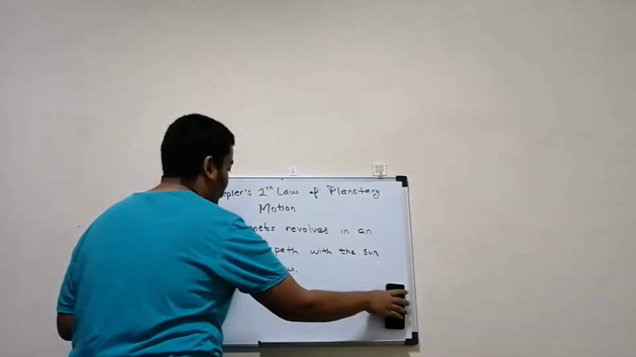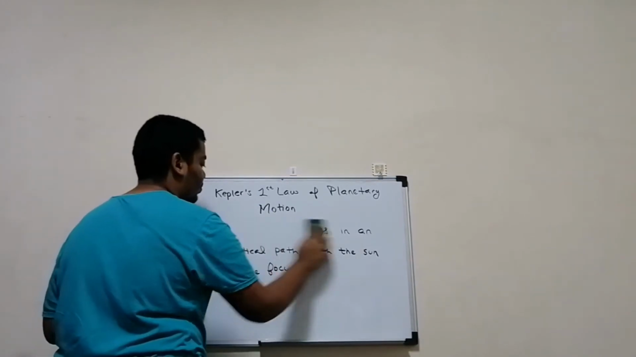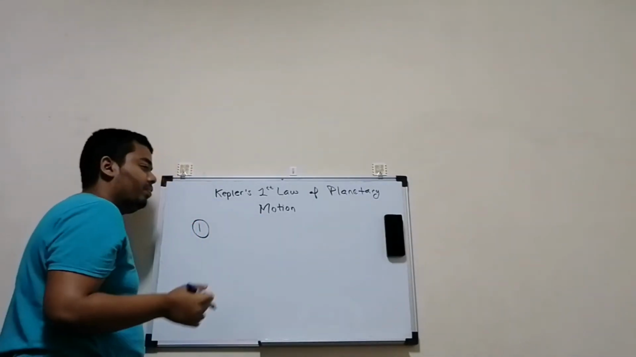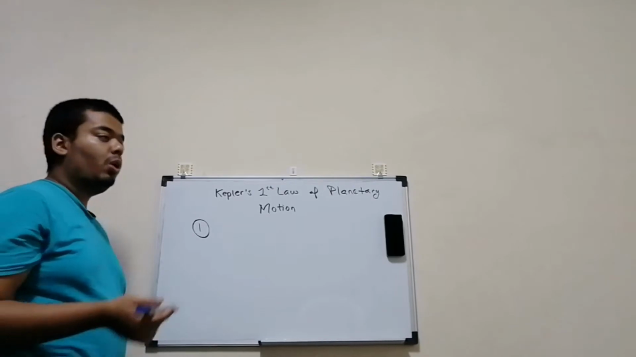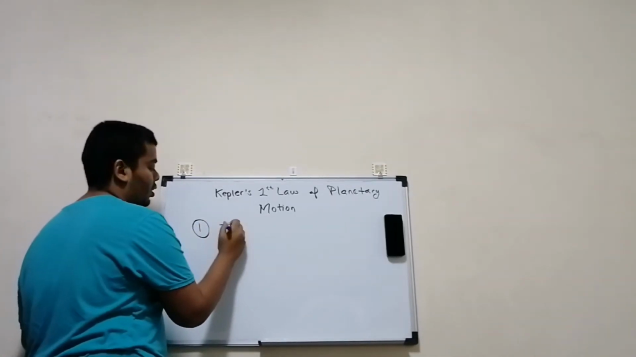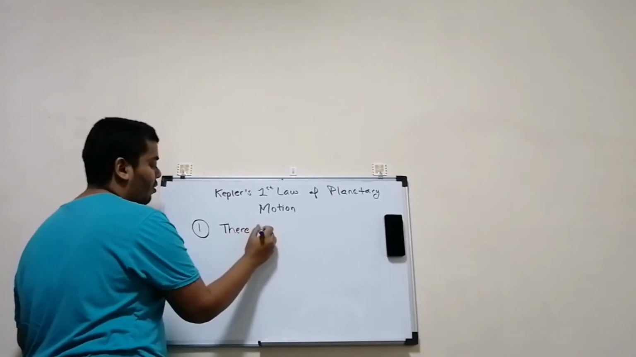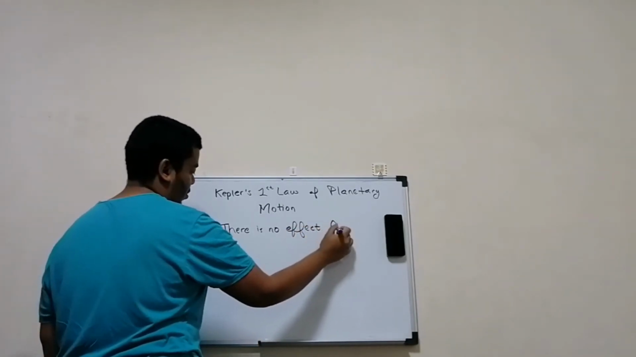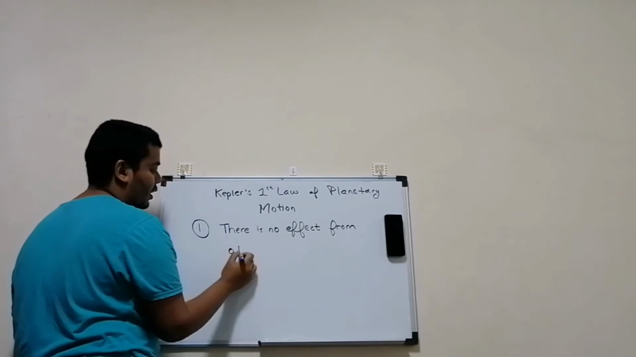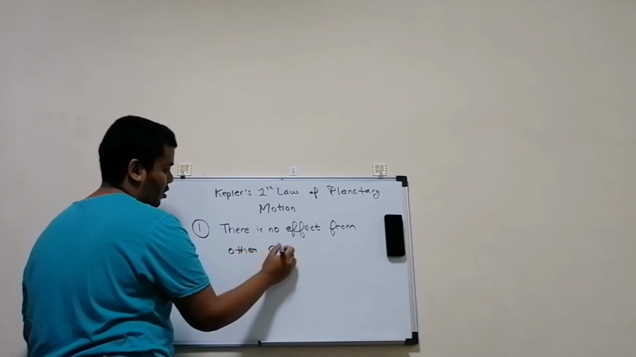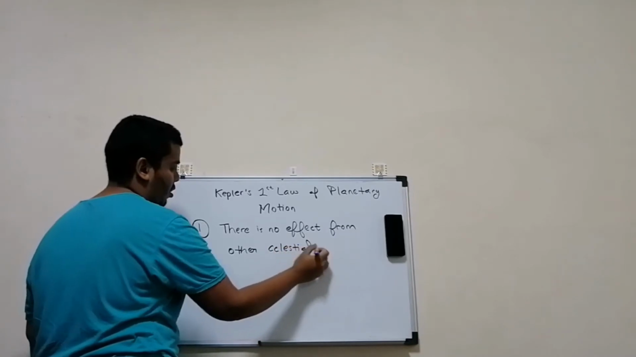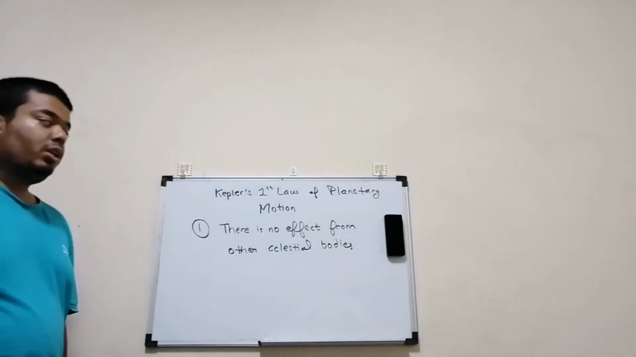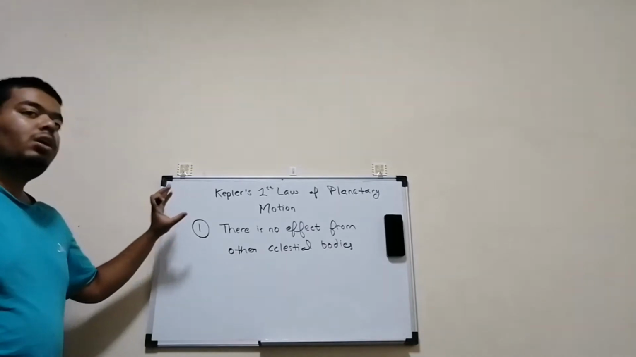So let me just go ahead and write down an assumption for Kepler's law. So the assumption states that whenever we are deriving Kepler's law, we think that there is no effect from other celestial bodies. There is no effect from other celestial bodies. That means that we will only consider one sun and one planet.